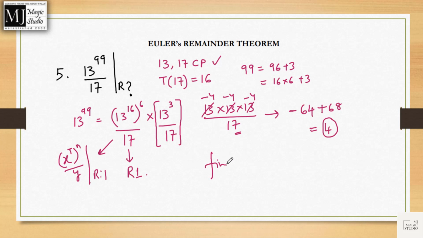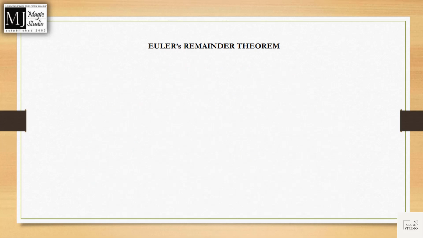Remainder of the first part is 1. So final remainder is 1 into 4, that is 4. So when 13 to the power 99 is divided by 17, remainder is 4. Good. Now do one more. 7 to the power 2112 is divided by 90. Find the remainder. Give it a try.